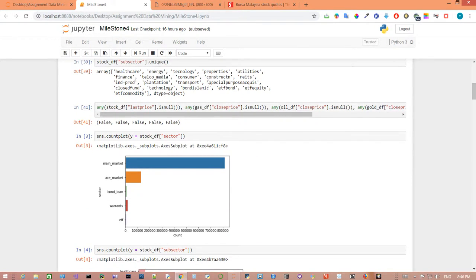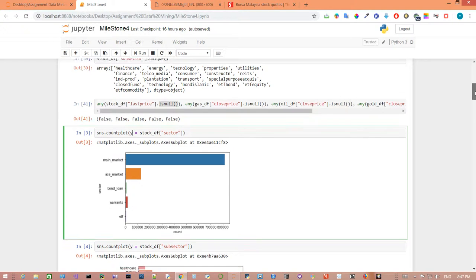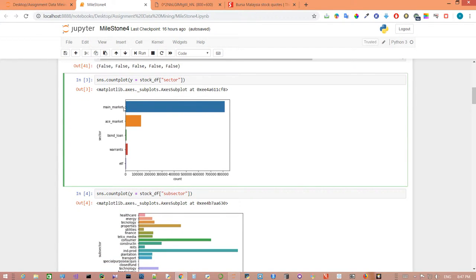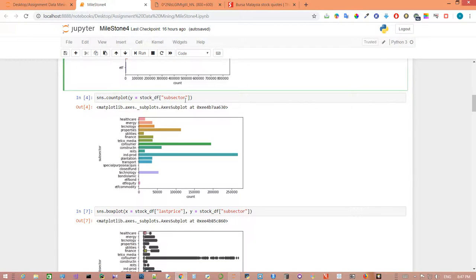First thing first, do we have any missing value in this data? I'm trying to check this question here, which is, fortunately, we don't have any missing value here. Is it null? Any? No, I don't have any. And this is the exploratory data analysis of the dataset: main market, AC market, accordingly, and from top to low it is ordered here, and for subsector as well.